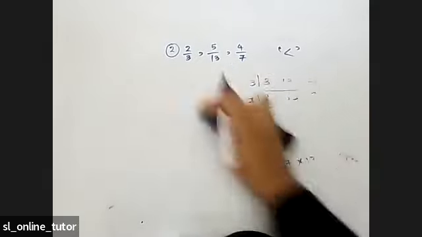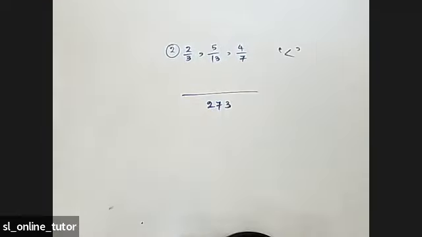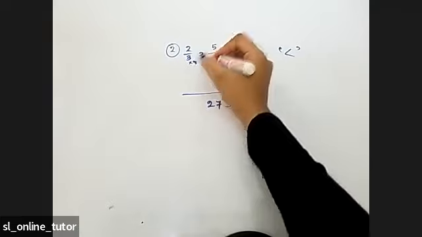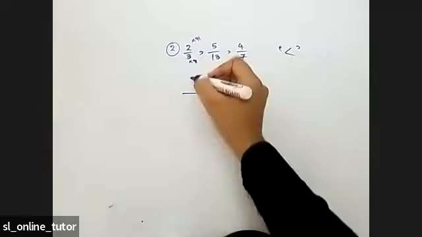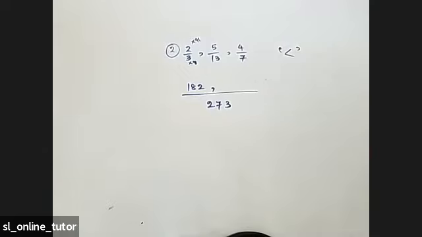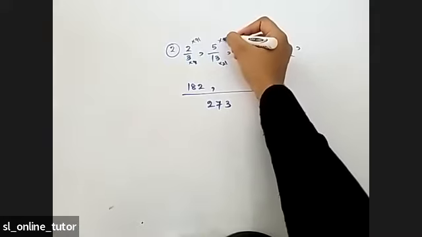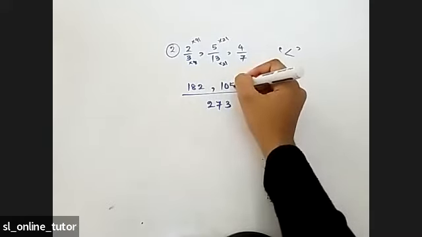Okay, children, now we are going to take 273. Now how can you make 273 from 3? By 91, 3 times 91. So 2 times 91 also should be taken. What is 2 times 91? 182. Then 273 should be divided by 13. Then you are getting 21. 3 times 21. So 5 times 21 is how much? You have to get that for the numerator. You get 105.